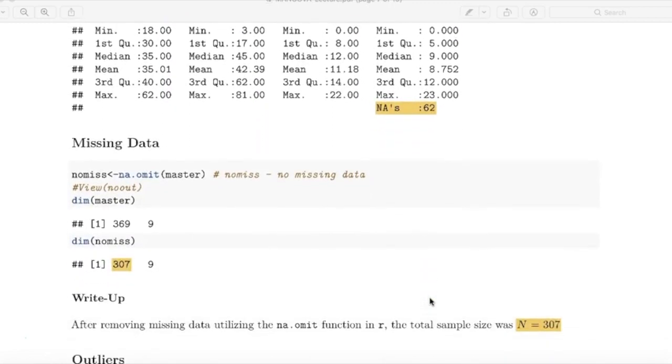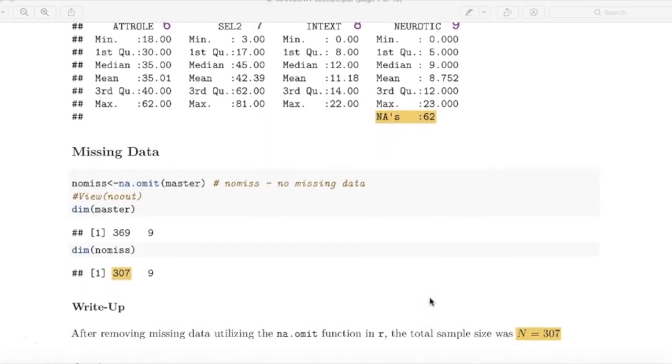I think we did more of an exploration when we were doing Manova. This time I am just going to use brute force. I'm just going to use the function na.omit from that data frame, and I'm going to store it into nomis. So that leaves me with 307, which is the same that we had last time.